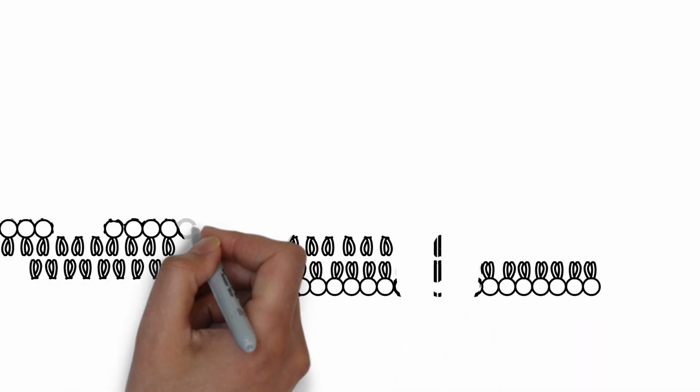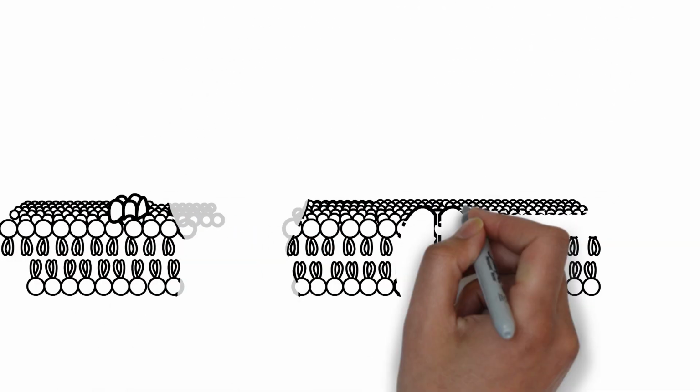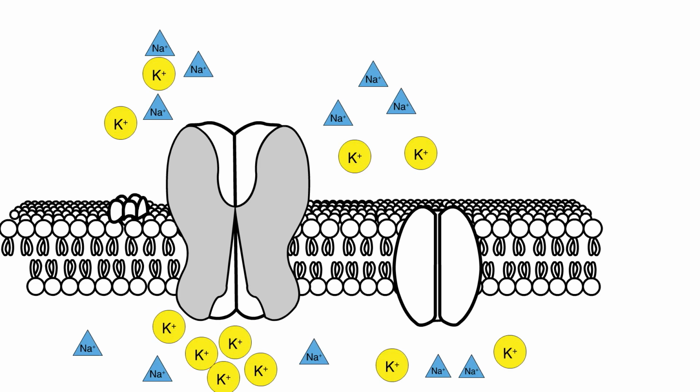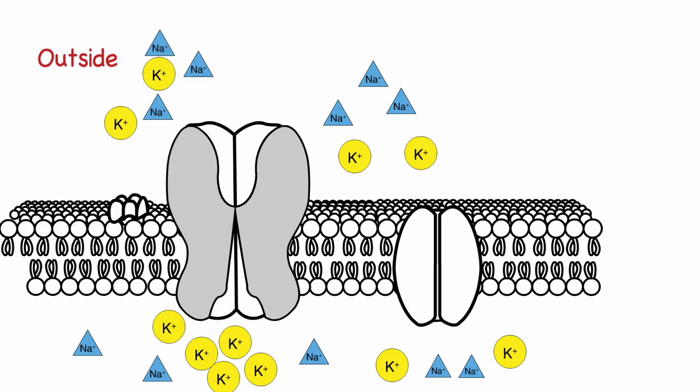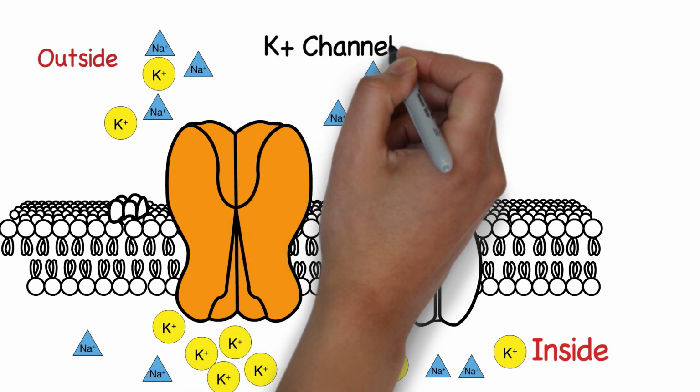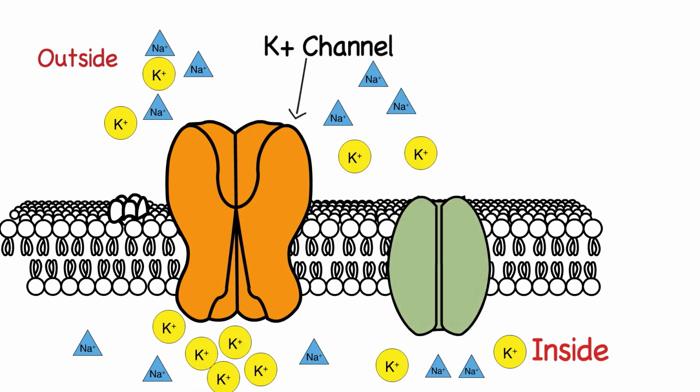A cell membrane is made of phospholipid, and within the phospholipid there are proteins. Some of these proteins are channels, which means that substances can pass between the outside and the inside of the cell. The protein channels will only let some substances pass. This is a potassium channel, and this is a sodium channel.